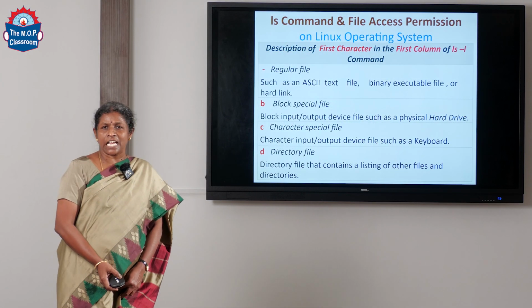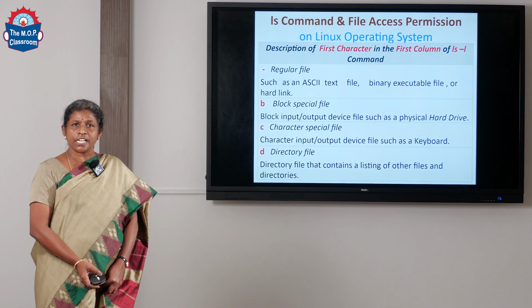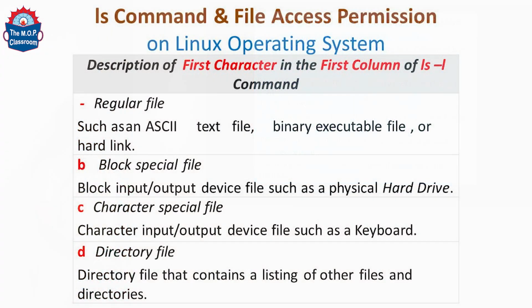As I have already told you, there is a special significance for the first character in the first column, where hyphen represents a regular file. It may be an ASCII file or a text file or a binary executable file. B represents a special file which is a device. It may be a block device, for example, your hard disk. C represents a character device, for example, your keyboard, and d represents the directory file, which is a special file.